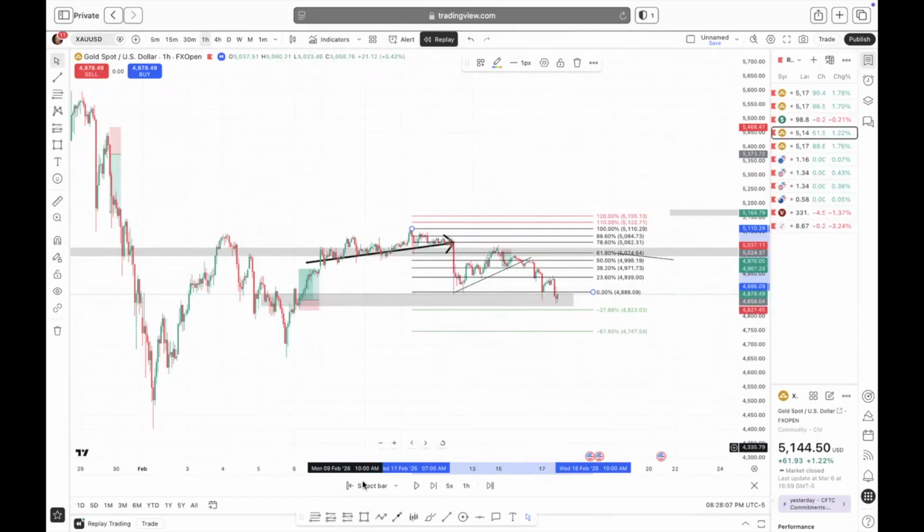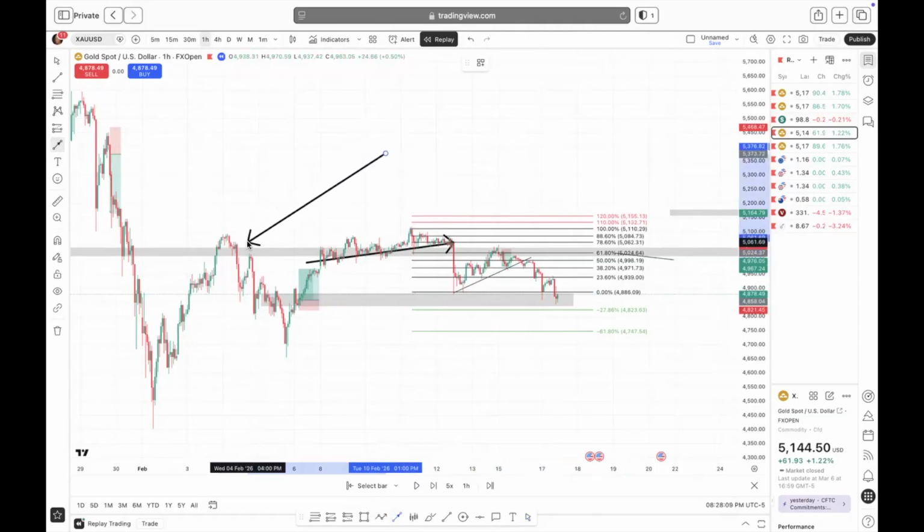Always look left, okay? Over here, we have all of these lower highs. So lower low, lower high, lower low, lower high, lower low, lower high. Well, this is kind of like leveled out.